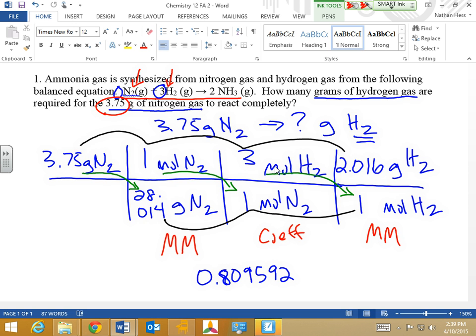We say, oh, 3.75, that's 3 significant digits. So the leading 0 is just a placeholder. So 1, 2, 3, right? 3 significant digits, look at the 5. Ignore these guys. 5 tells the 9 to go up 1. The 9 tells the 9 to go up 1. So I end up with 0.810, and I must put that 0 in the end to make it 3 significant digits. So the answer is 0.810 grams of H2.